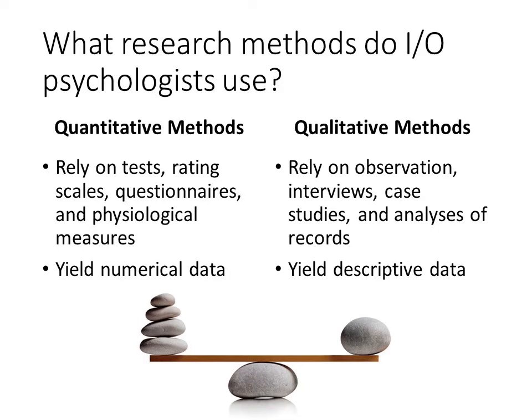Imagine you are measuring employees' job satisfaction, and you find out that the average score on most items is a 3.5 out of 5. What does that mean? Is that good? Is that bad? Is that average? Why do people think this way? Why do people feel this way? It's only with qualitative methods that we can truly understand what is going on and why people think, feel, and act the way that they do.